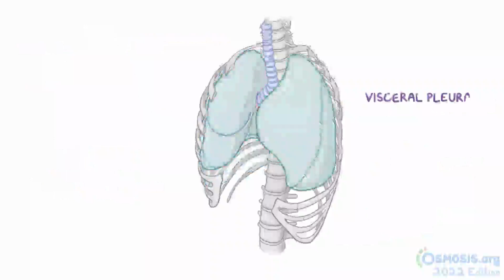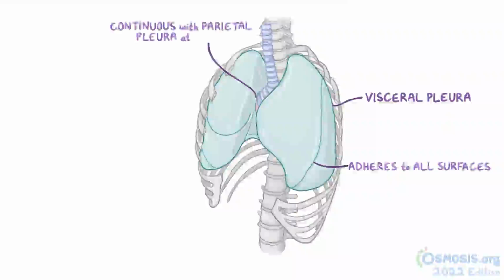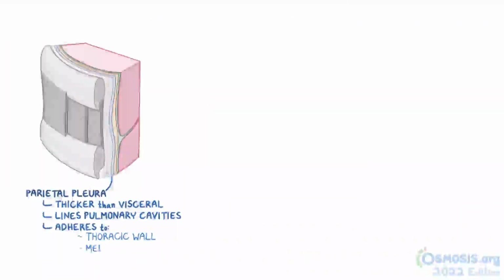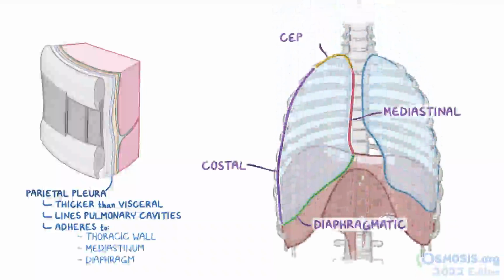Now, the visceral pleura covers the entire lung and adheres intimately to all of its surfaces, including the ones between the fissures of each lung. The visceral pleura is continuous with the parietal pleura at the hilum of the lung. The parietal pleura is thicker than the visceral one, lines the pulmonary cavities, and adheres to the thoracic wall, mediastinum, and diaphragm. The parietal pleura actually has 4 parts: costal, mediastinal, diaphragmatic, and cervical pleura.